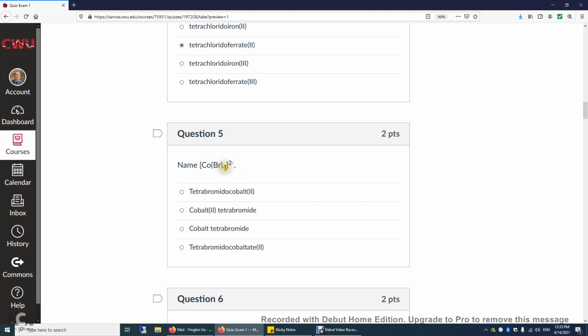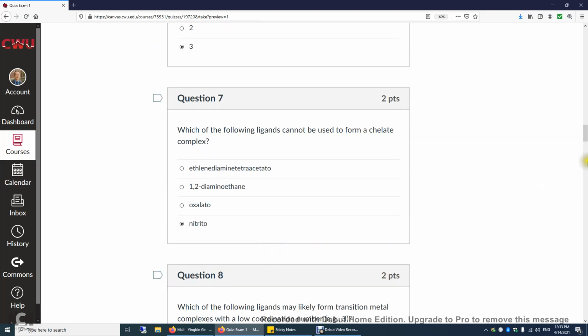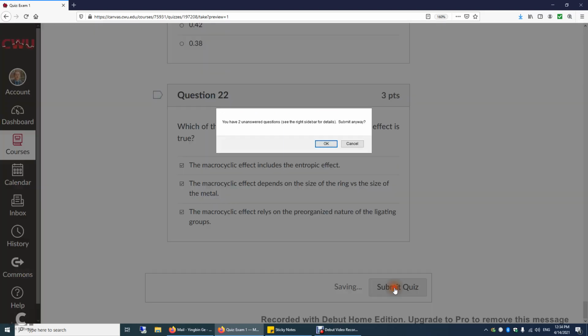So look at the ligands: tetra, bromido, cobalt, and then don't forget to put ATE in the end. Cobaltate, ATE in the end for a transition metal complex with an overall negative charge. If it's neutral or positively charged, you can just write the name of the metal element. But if it's negatively charged, either you change the ending to ATE or you add ATE in the end, like cobaltate. Okay, I think that's all. Submit the quiz.